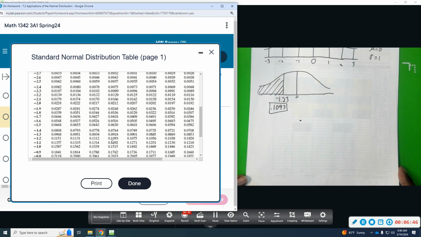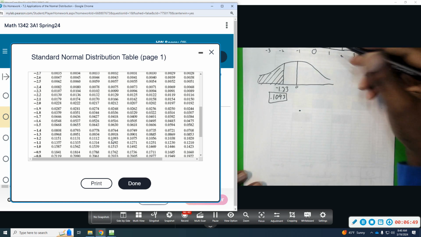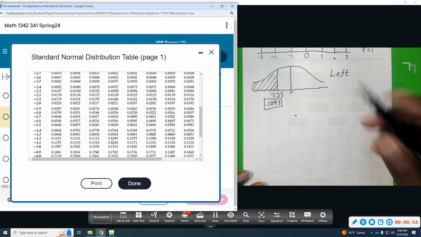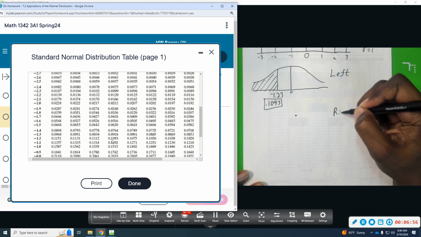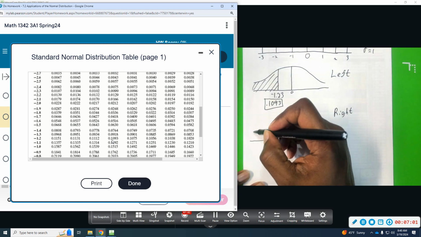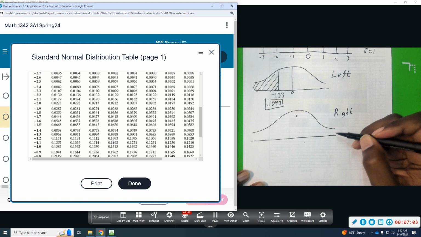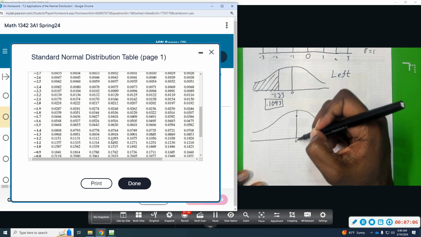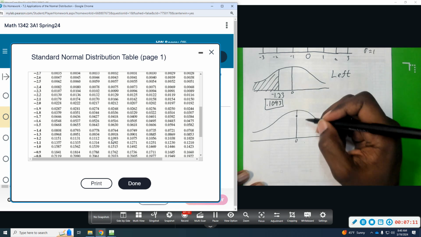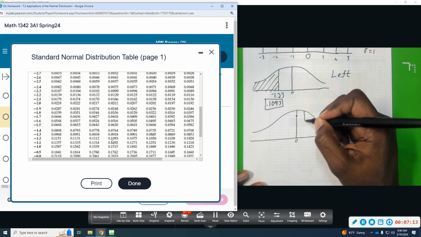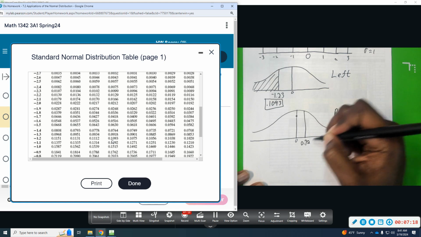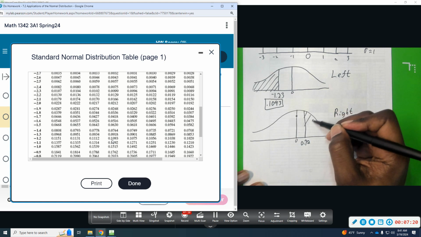One thing I also want to show is area to the right. So this is area to the left. That's what the table shows. If I want to find the area to the right, I can do a negative or a positive. Let's just say this is 0 in the middle. Let's say I want to find the area to the right of 0.72. So this time I want to find the area to the right.